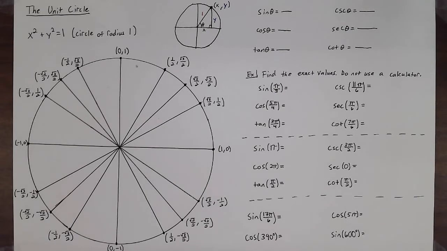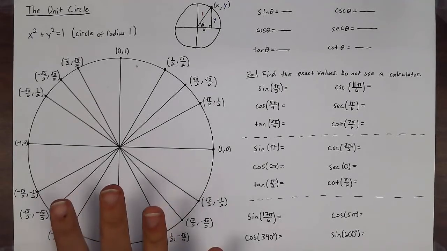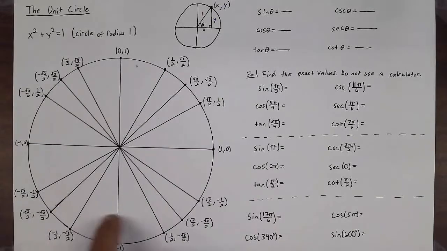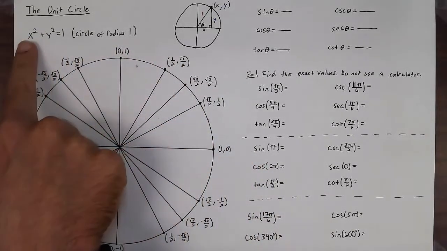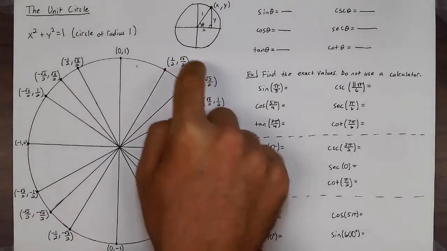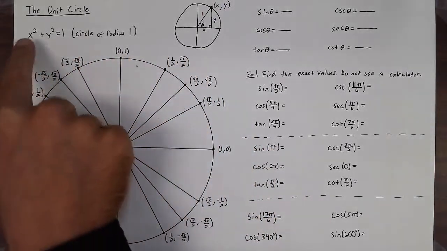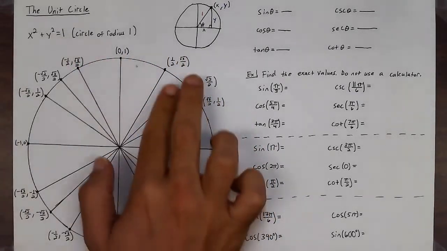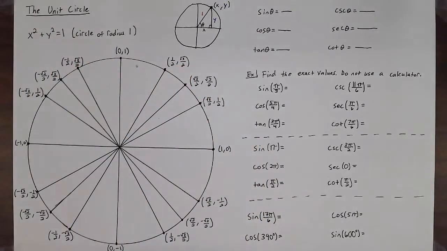So we have the unit circle. The reason why it's called the unit circle is that it is a circle of radius 1, defined by x squared plus y squared equals 1. Now, all these points you're seeing along the outside all exist in this equation. You could plug in x and y, and it will always come out to be 1 no matter what.